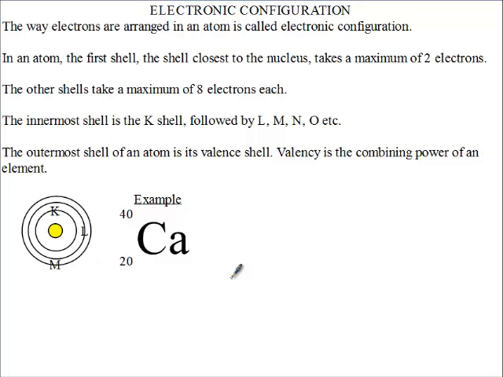Now, in naming the shells, we have K for the first shell, the innermost shell, followed by L, M, N, and so on. Okay, now remember we said that the outermost shell is the valence shell. When we say valency, it is the combining power of an element.